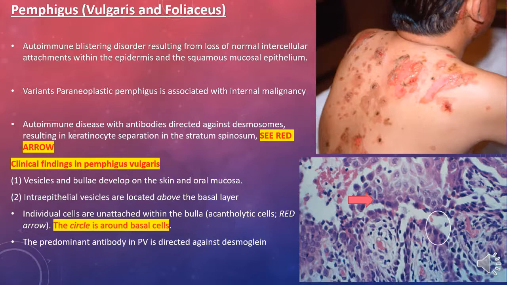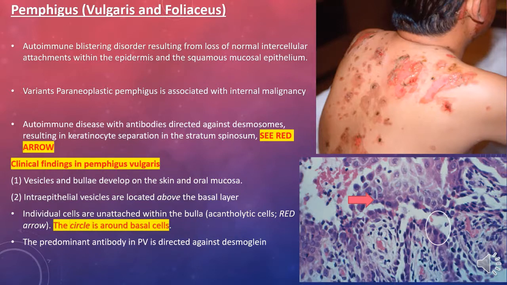There are many types of desmoglein, but majorly the antibodies are against desmoglein 3, while some patients also have desmoglein 1. Like in the pemphigus foliaceus, the autoantibodies are directed against desmoglein 1. Again, it's an uncommon autoimmune blistering disease resulting from loss of normal intercellular attachment within the epidermis and the squamous mucosal epithelium.